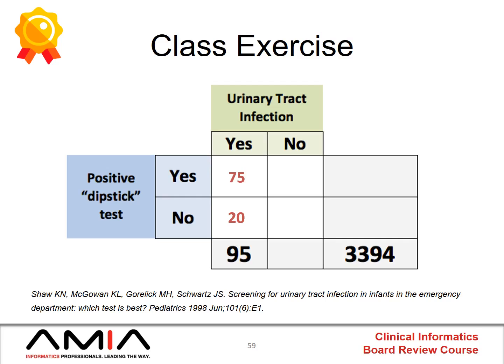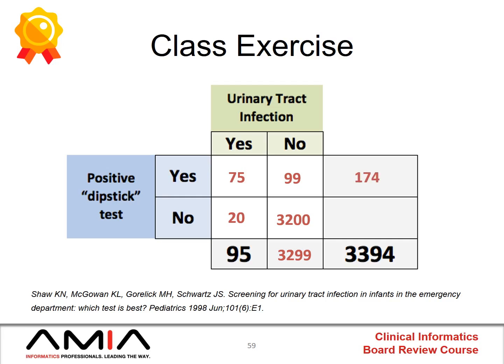Because the rows need to add up to the sums on the right, and because I know there's 3,394 patients in the entire study, of whom 95 had a urinary tract infection, I can calculate that 3,299 of them did not have a urinary tract infection. And because I know the specificity, I can figure out how many patients were true negatives. So if I take the specificity, multiply it by 3,299, I find out that there's 3,200 patients who had no urinary tract infection and who did not have a positive dipstick test. And that means that 99 of them had a positive dipstick test but did not have a urinary tract infection. In other words, there are 99 false positives in this cohort.